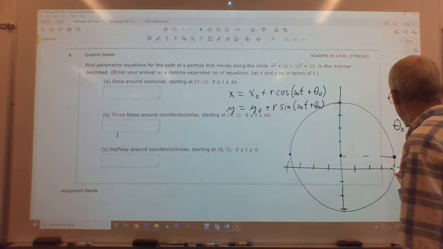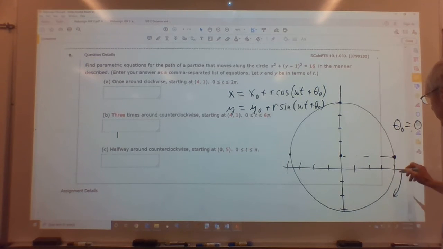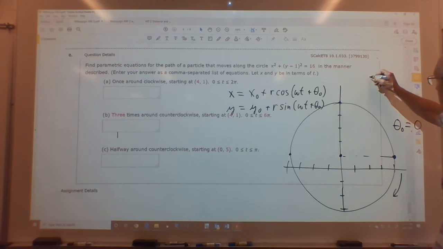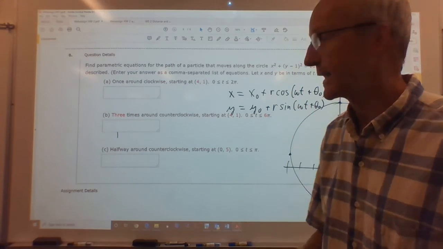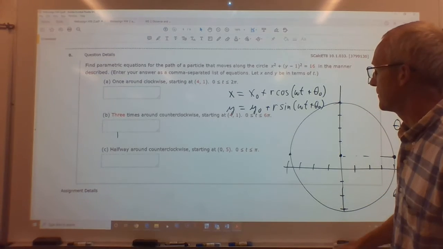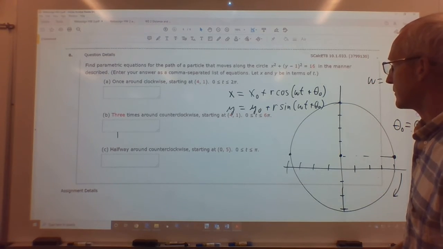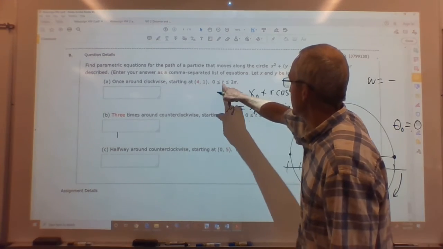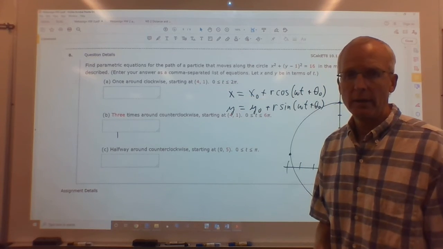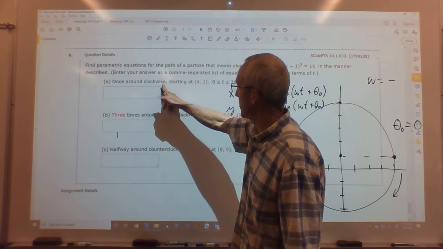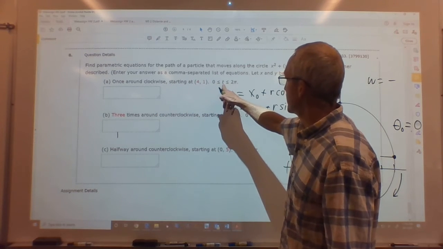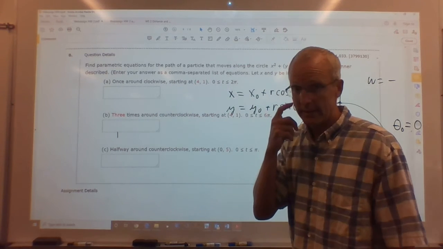Clockwise means it's going this way, right? Clocks go that way. So I know my omega is going to be negative. Be really careful that you know your omega is negative, because it's going to go this way now. And it takes 2 pi seconds to make a circle, because it goes one full circle clockwise between t equals 0 and 2 pi seconds.